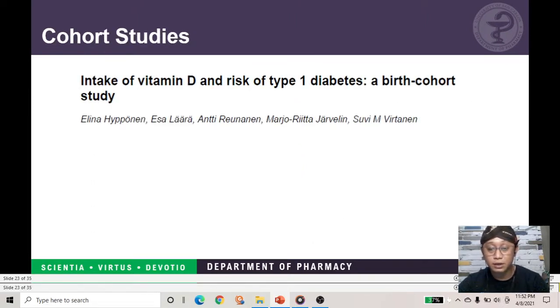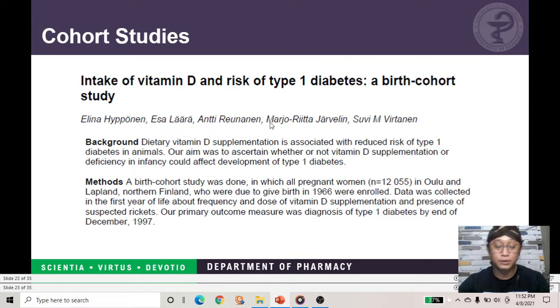So this is an example of a longitudinal study using a birth cohort, observing the intake of vitamin D and the risk of type 1 diabetes. The observations are among pregnant women, so we observe the babies from these pregnant women, with observations from 1966 to the end of December 1997. So it's really a longitudinal study because it takes more than 3 decades to understand the effect of vitamin D intake and the risk of type 1 diabetes.